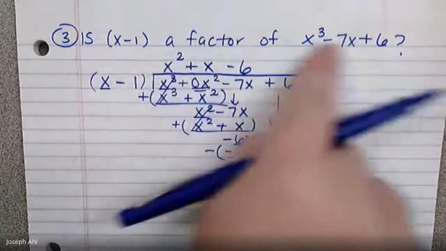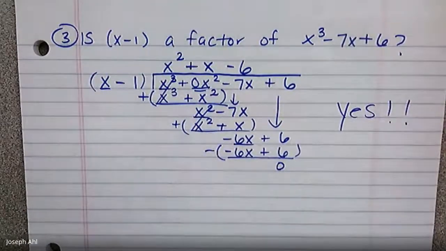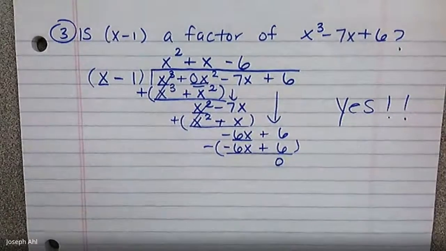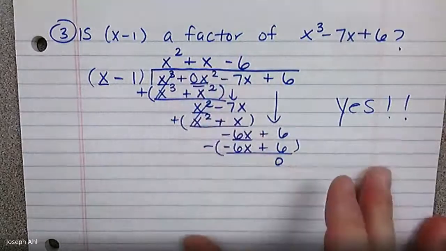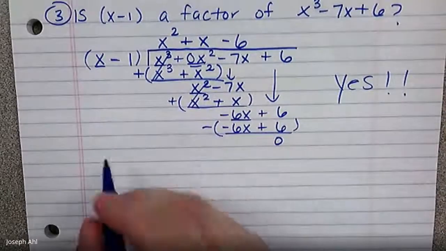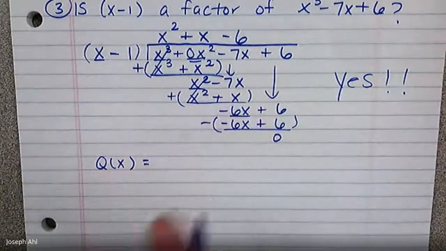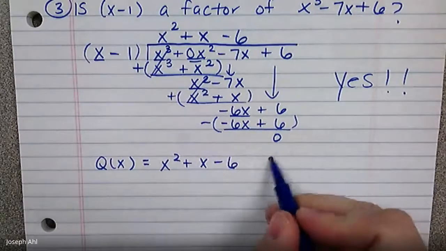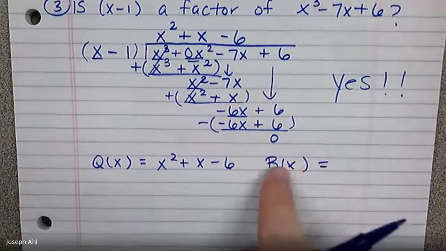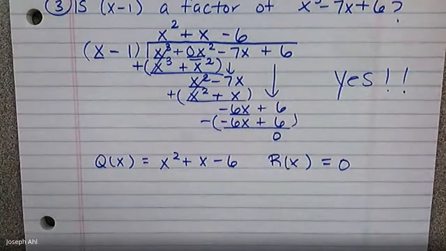So is x minus 1 a factor of this polynomial? The answer is sure is. The quotient that we're left over with is the quadratic x squared plus x minus 6. So what you can notice, and by the way, sometimes that's written as the function q of x, the quotient function. So the quotient is x squared plus x minus 6. And sometimes you'll see a fancy function written for r of x, which would be the remainder, and the remainder is 0. There was no remainder here.